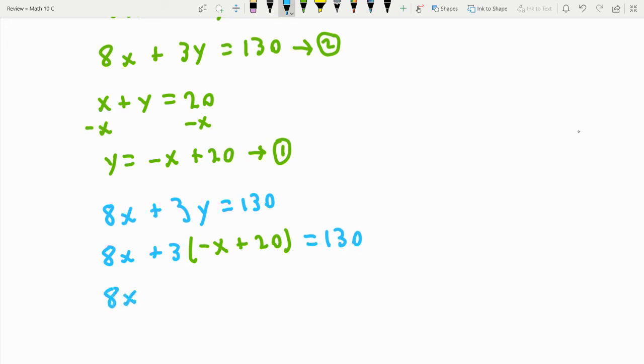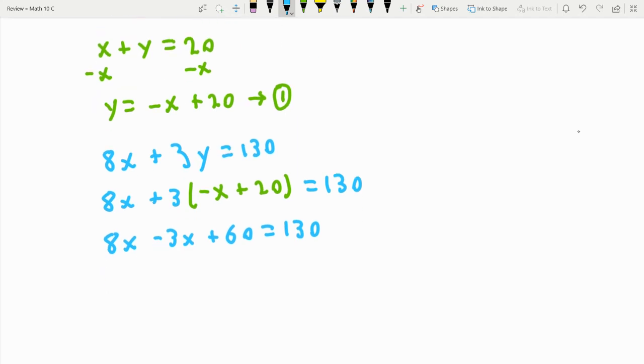So let's start by removing my brackets. I'll multiply 3 into everything inside my bracket. So 3 times negative x is negative 3x, and 3 times 20 is positive 60, and that equals 130. Okay, now I want to add up my like terms. I can add up 8x and negative 3x. So either I do 8x plus negative 3x, or I say 8x minus 3x. Either way, I get 5x, and then I have plus 60 equals 130.